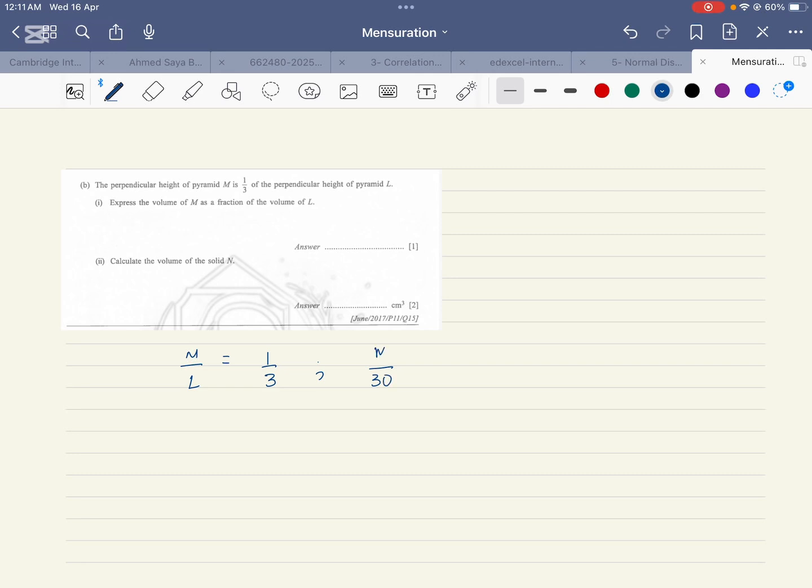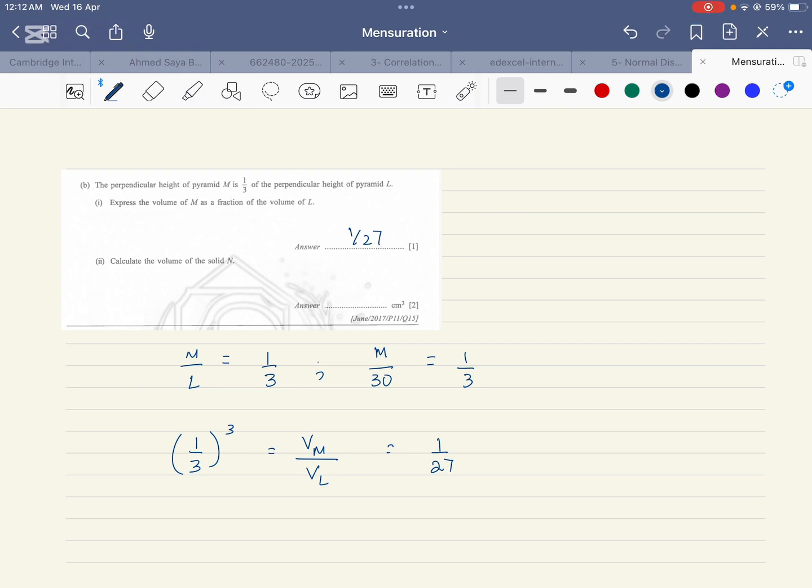Height of M we don't know, it's 1 upon 3, so it had to be 10. So we know the ratio, right? If the ratio of sides is 1 upon 3, we cube it. This equals the volume of M, the small one, upon the volume of L, the large one. This is 1 upon 27. This is what is required. The concept of similarity: the ratio of volumes of similar objects is the ratio of sides cubed.